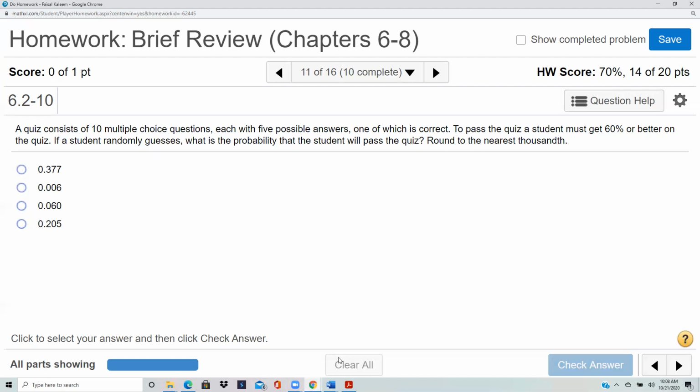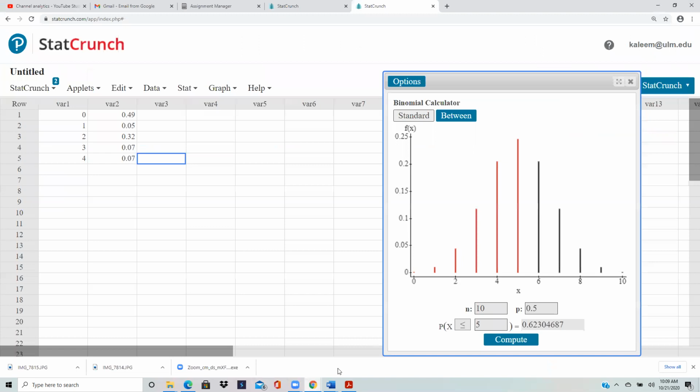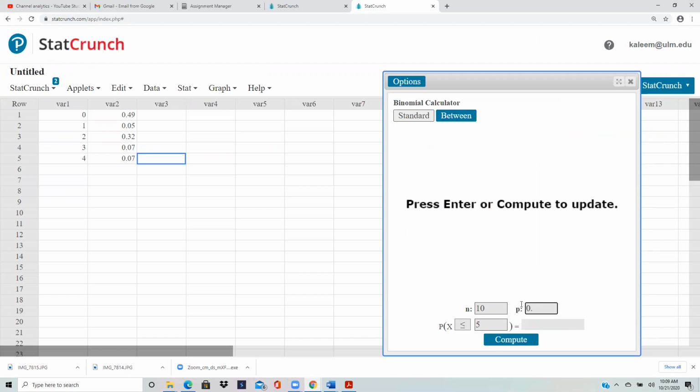N is the number of times you repeat an experiment. So the experiment here is answering a question, isn't it? Wouldn't it be the 10 questions? Right. So n will be 10. And little p is the probability of success every time. So what is your probability of success if you're guessing in a 5 answer multiple choice situation?